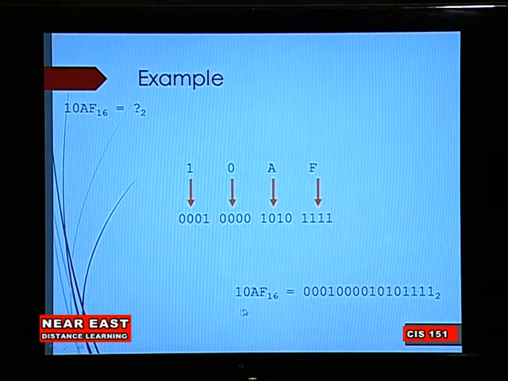So 10AF in base 16, it shows us the result, this one. We have to write it from the left to the right. And we have to write in which base we converted these numbers. We converted from hexadecimal to binary, and binary is represented in base 2. So we have to write 2 at the end.